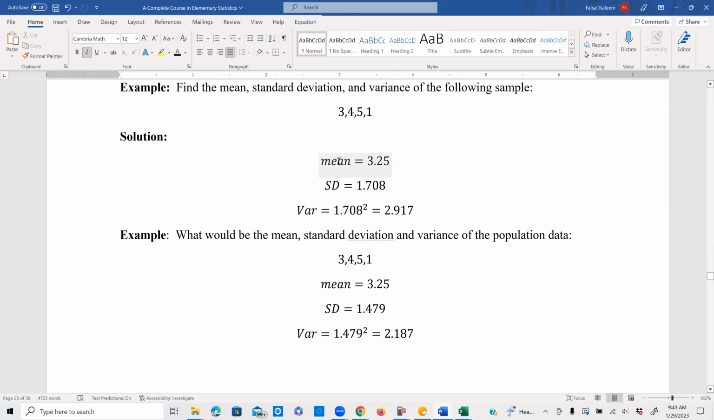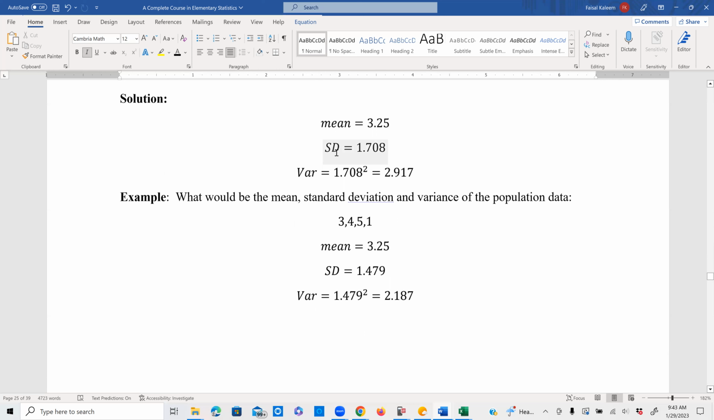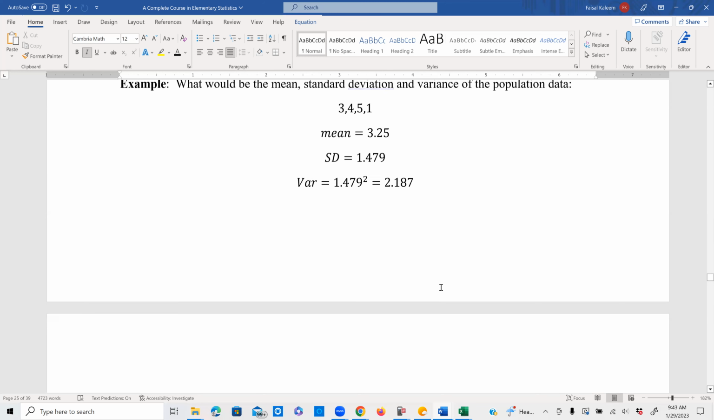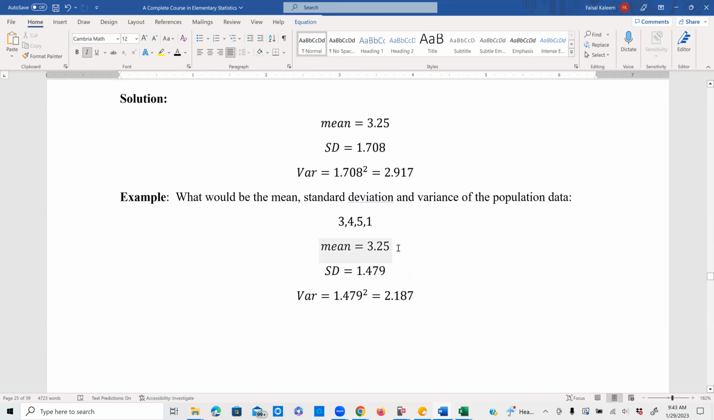And then if it's population, then you don't look at Sx, but sigma x. Remember, S is for sample, sigma is for population. Population mean and sample mean are the same, so that's why this one is still 3.25, but for population, you have to read the Greek letter sigma and not the S.